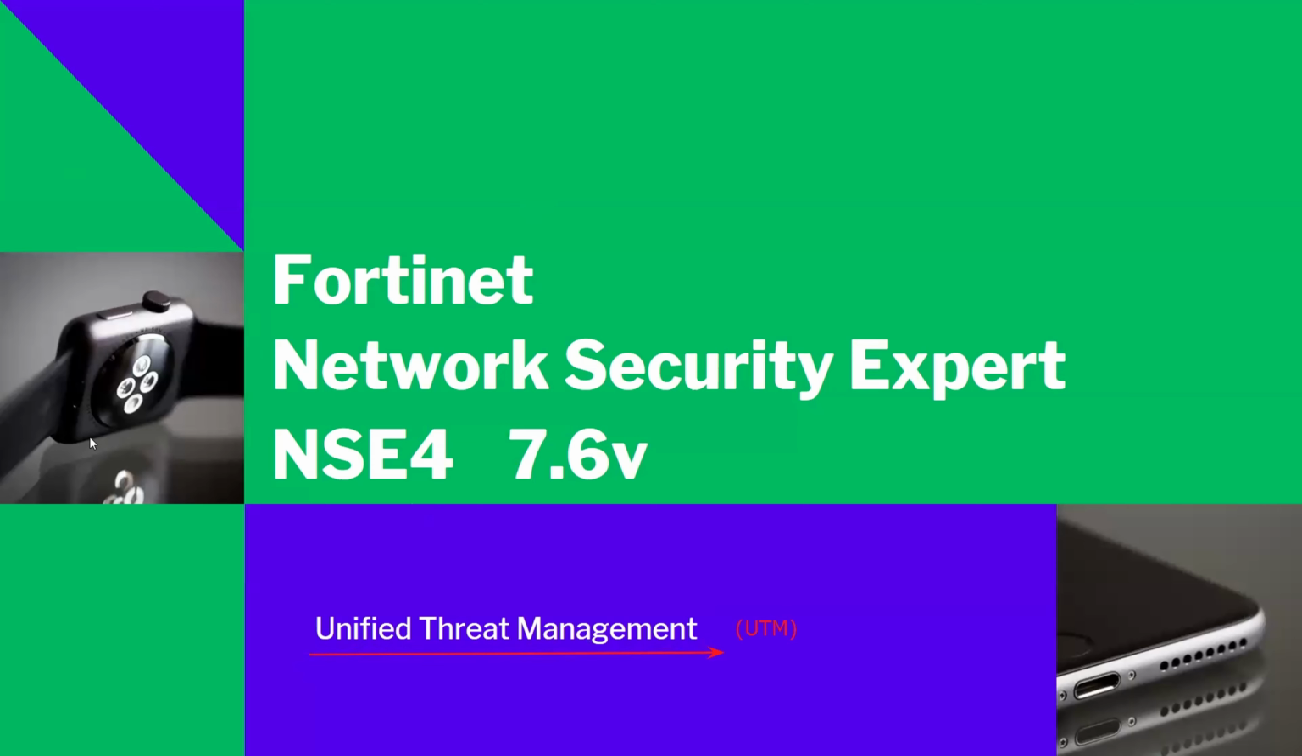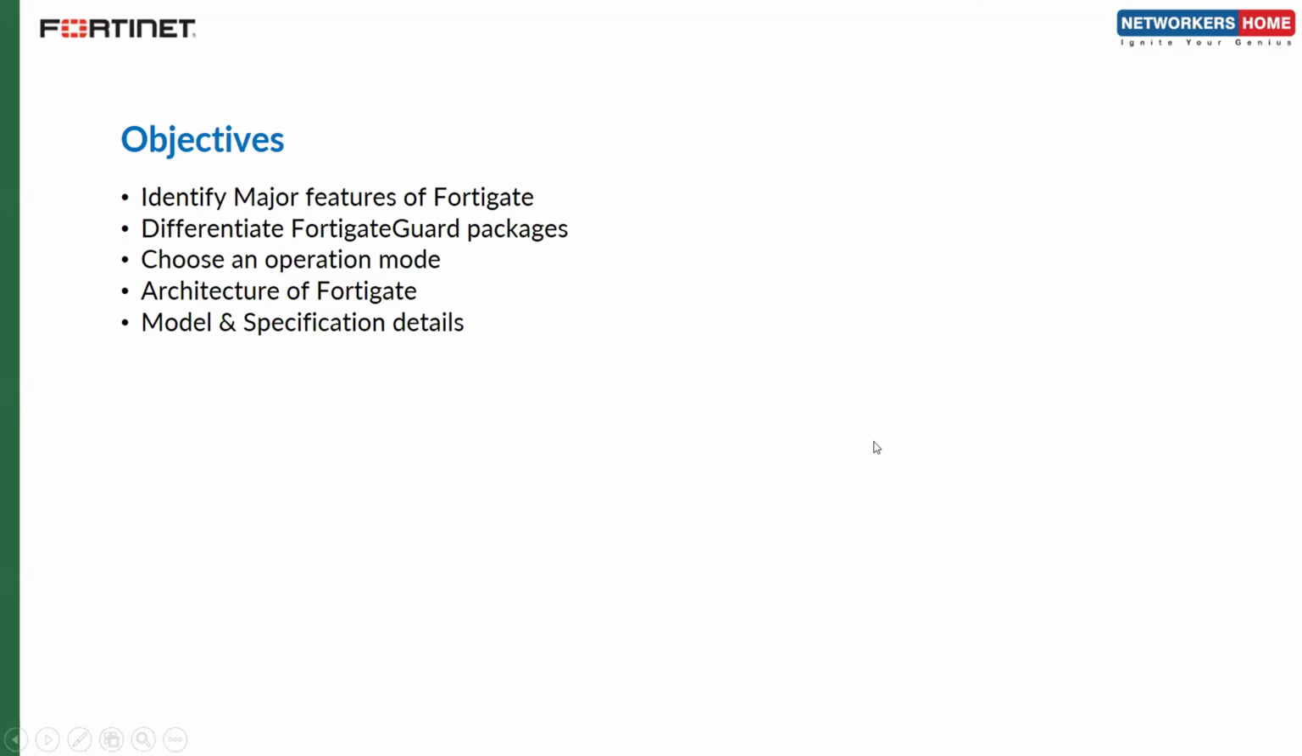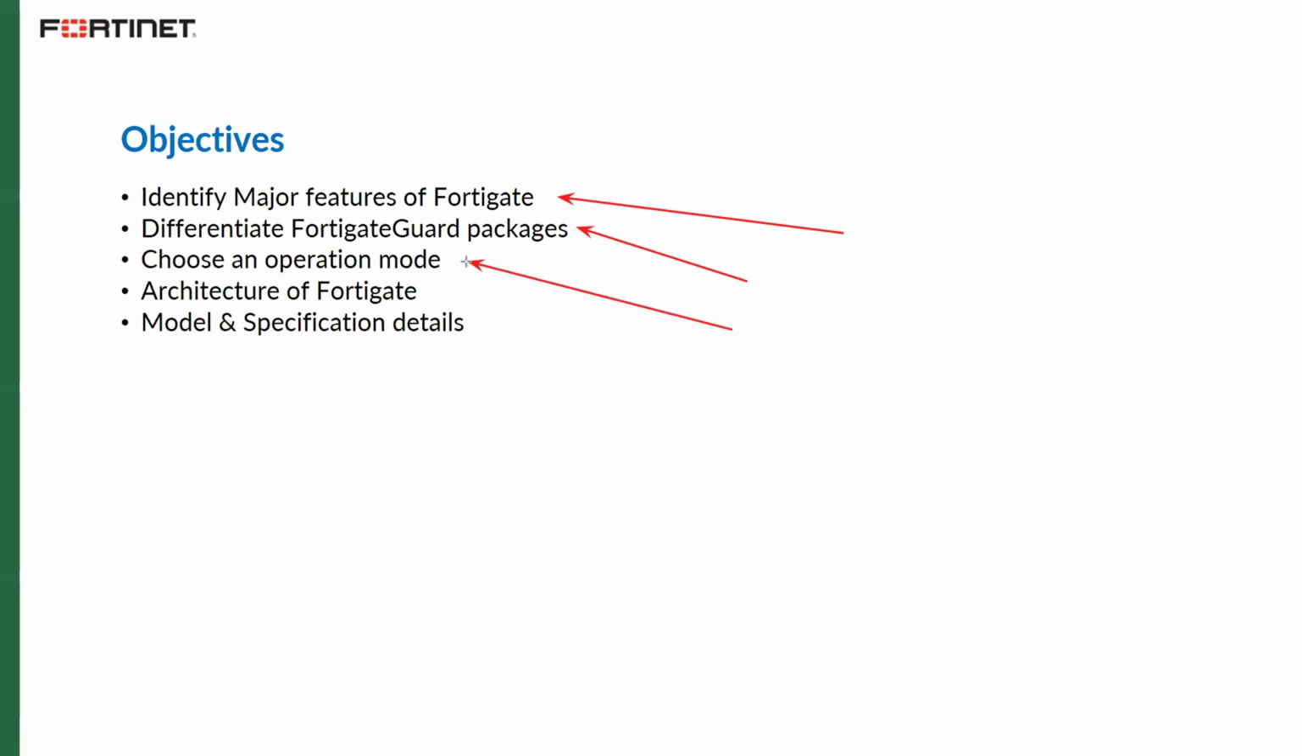Okay, so let's see what are the topics that we are going to cover today. The major topics: we'll see how to identify major features of the FortiGate firewall. We'll differentiate FortiGuard packages. We'll see operation modes, architecture, and the model specifications. These are the current objectives that we are going to cover.